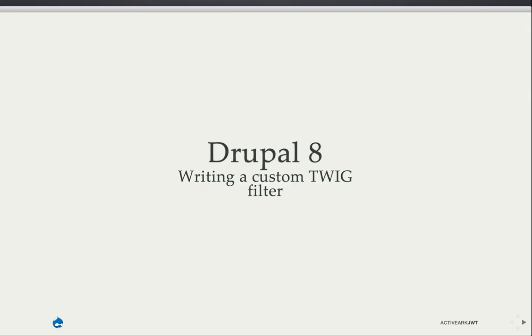My session's going to be about writing a custom TWIG filter in Drupal 8. The way we're going to do this is create a custom module which then provides that filter as a service to the TWIG template. Hopefully this will give you a good idea about how you can extend TWIG and give you some ideas about what you could do if you need to, and basically how easy it is to do.